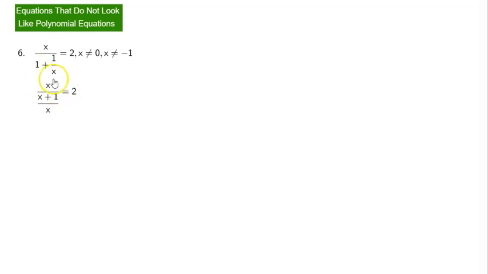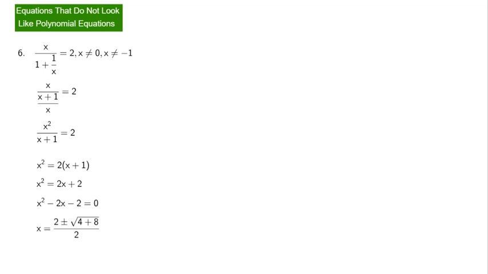Simplifying it, x divided by ((x plus 1) divided by x) equal to 2. That is x square divided by (x plus 1) equal to 2. x square is equal to 2 times (x plus 1). x square equal to 2x plus 2. x square minus 2x minus 2 equal to 0. So x equal to (2 plus or minus square root of (4 plus 8)) by 2, which gives us x equal to (2 plus or minus square root of 12) by 2. So x equal to (2 plus or minus 2 root 3) by 2.